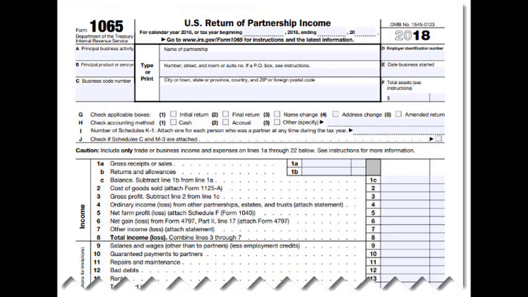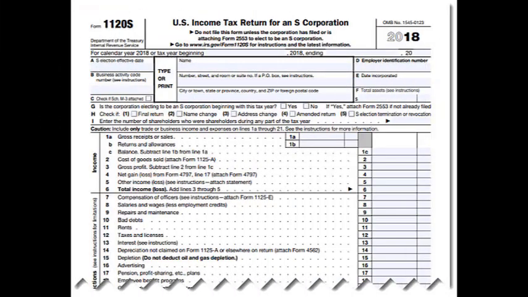If an LLC has elected to be treated and taxed as a partnership, then that LLC will file Form 1065, due March 15th of each year. Again, if the LLC is taxed as an S corporation, they are responsible for filing Form 1120S, due March 15th.